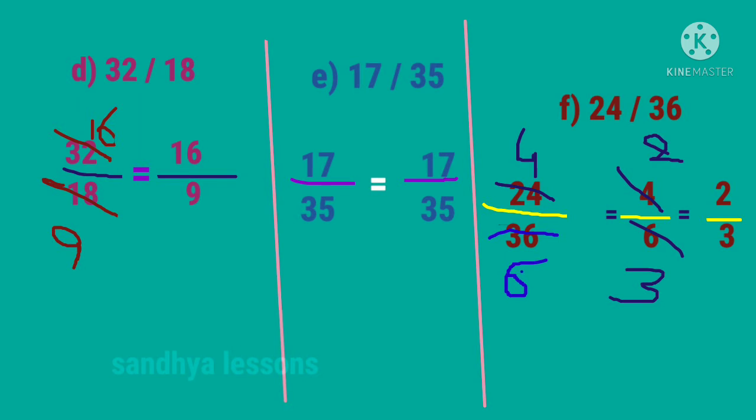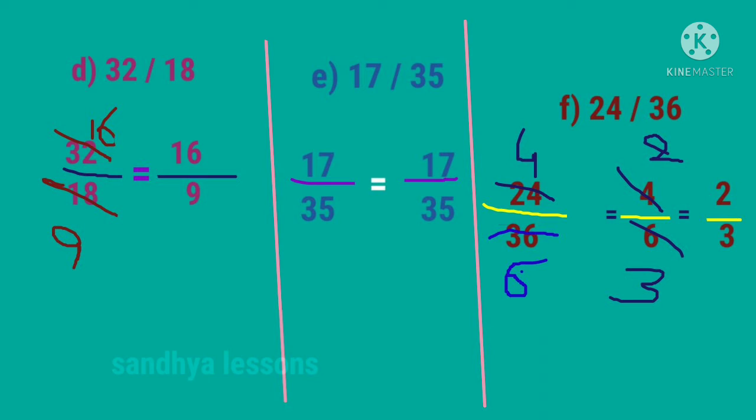D problem, 32 by 18. We can cancel 32 and 18 in 2 table. 2 16s are 32 and 2 9s are 18. So the simple form is 16 by 9.